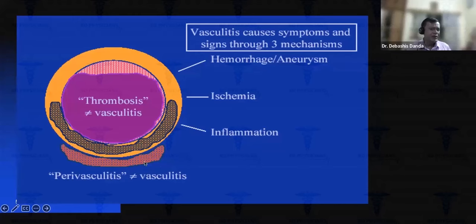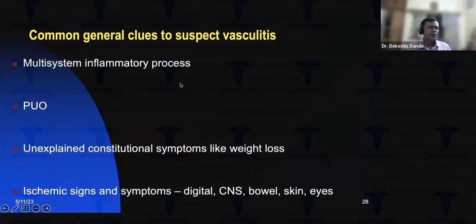There can be some perivasculitis, which is not the same as vasculitis. So sometimes in a biopsy, if you see it, you can ignore that. The common clue to suspect vasculitis is usually a multi-system inflammatory process.